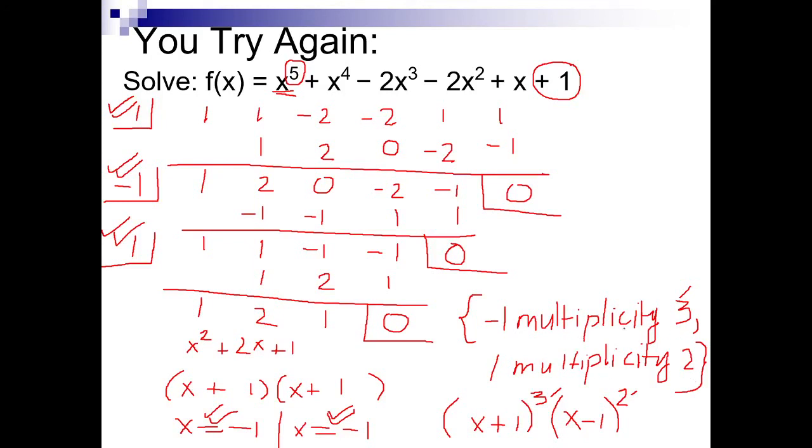Now, take note, section Ruby, some books do not write the multiplicity. It's only negative 1 and positive 1. Don't be confused, it's still okay. I am just emphasizing that negative 1 is repeated 3 times, and 1, multiplicity 2. Is that clear, section Ruby? Is everything clear? Okay, everything is clear.